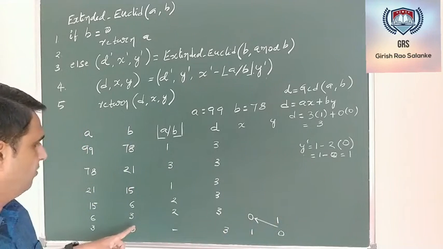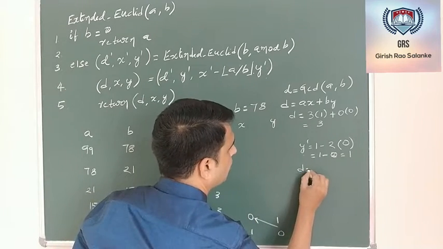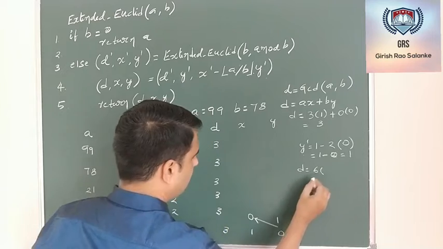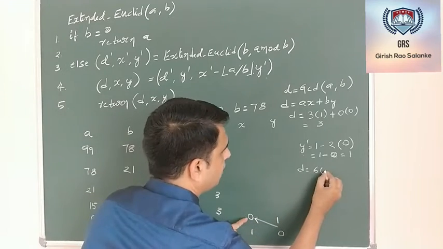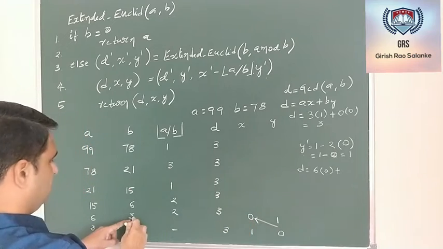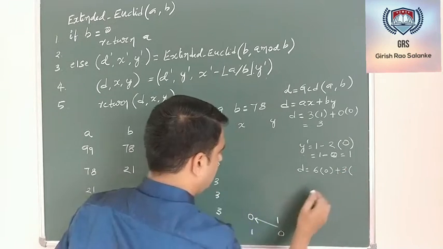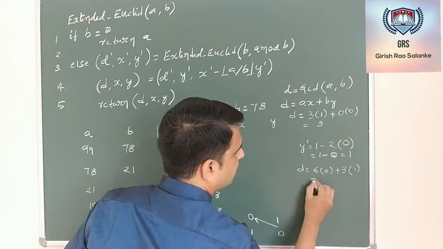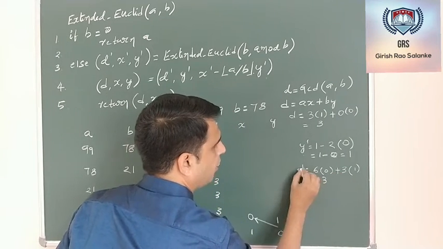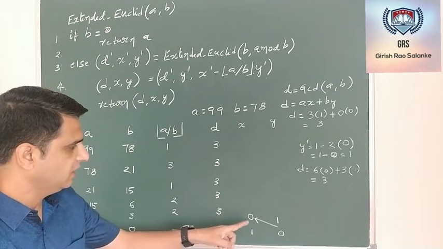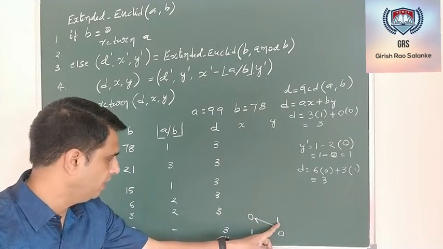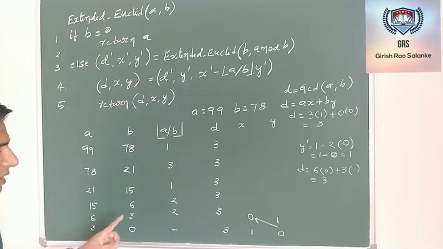That is D is equal to, what is the value of A? A value is 6. 6 into X value is 0 plus B value is 3, 3 into 1. What is this? 6 into 0 is 0 plus 3 is 3. I got my D value as 3. So these are the values of X and Y. X value is 0 and Y value is 1 when I have my A and B as 3 and 6.